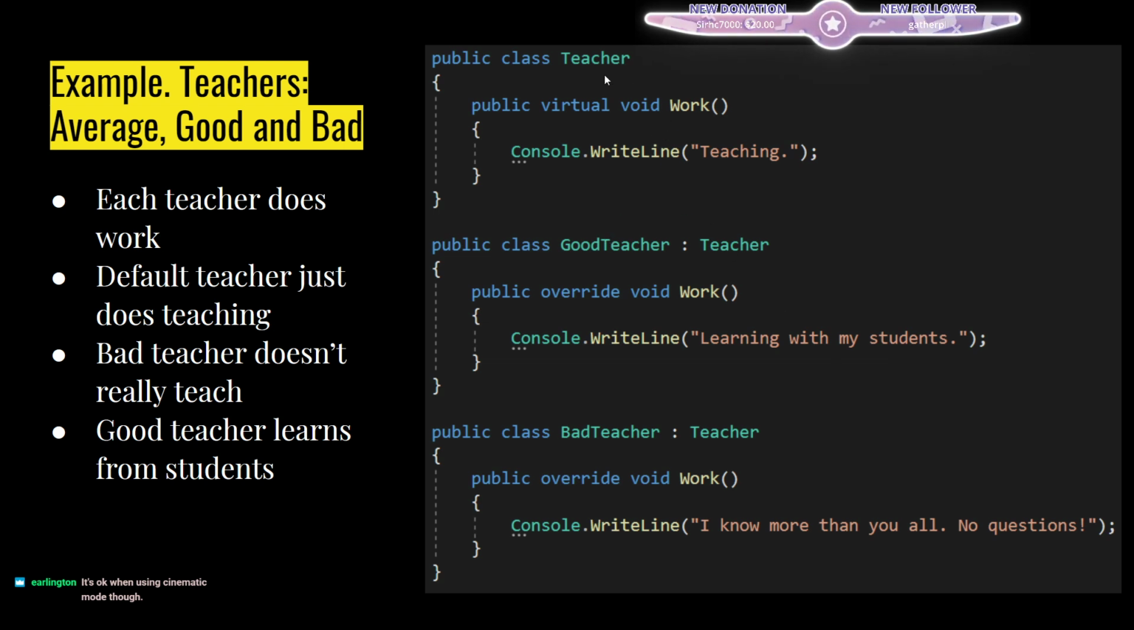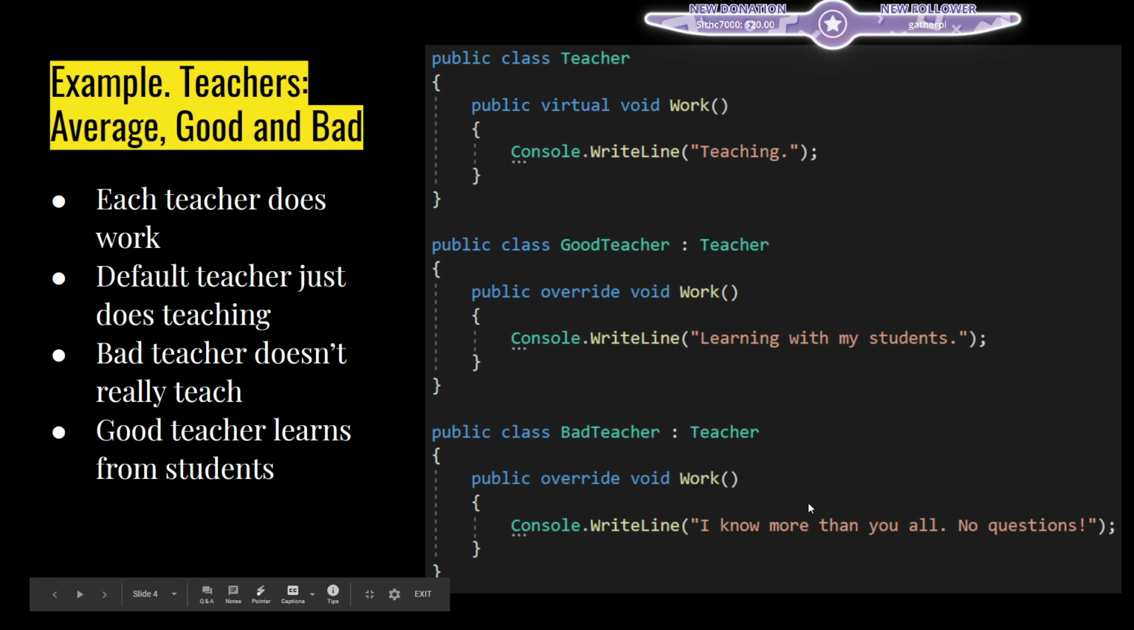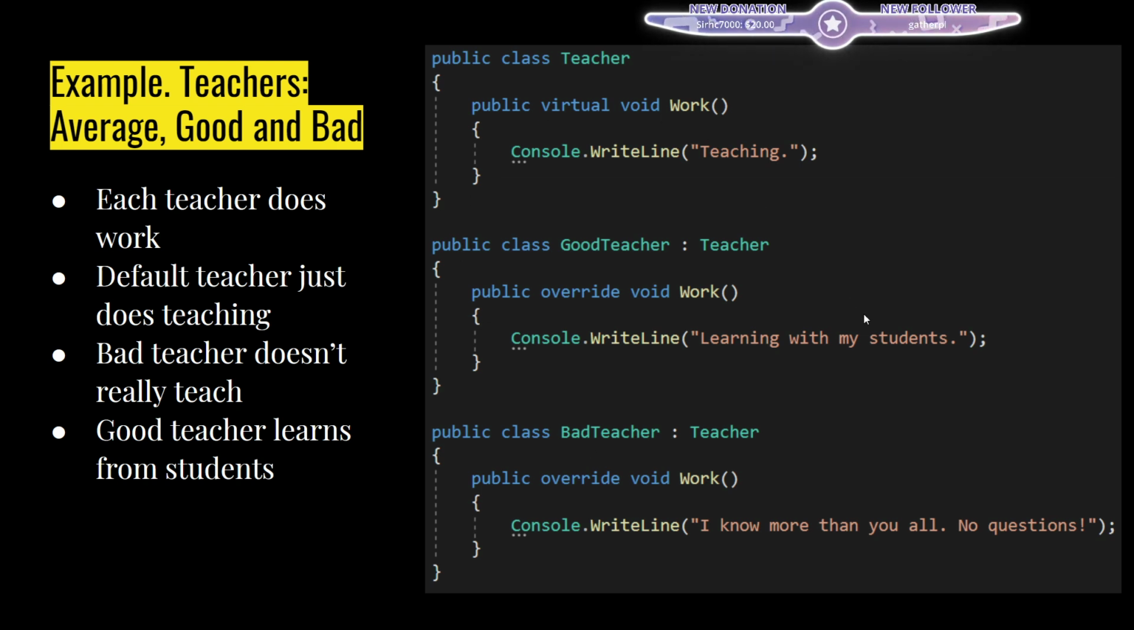When you look at the teacher, teacher just does teaching. When you look at good teacher, he is learning with his students. And when you look at bad teacher, he doesn't let students ask questions, and he is presuming that he is superior to everyone. So you have 3 teacher classes all doing the same thing but differently. And key points here are that work is a virtual method, and each child class overrides the virtual method so that it can do its own implementation.